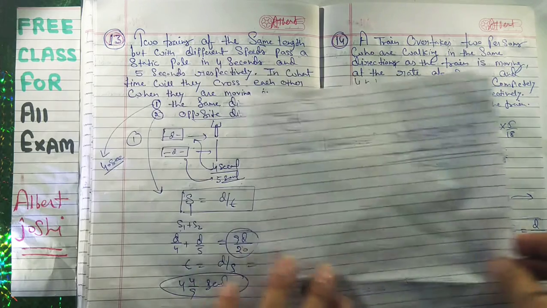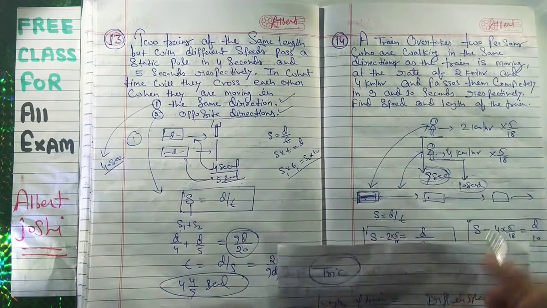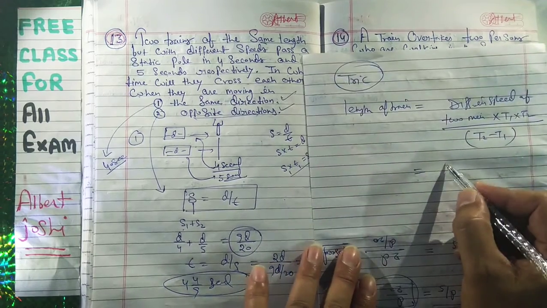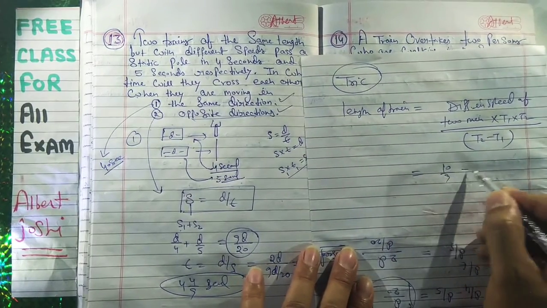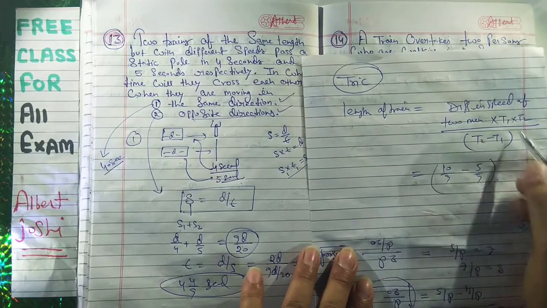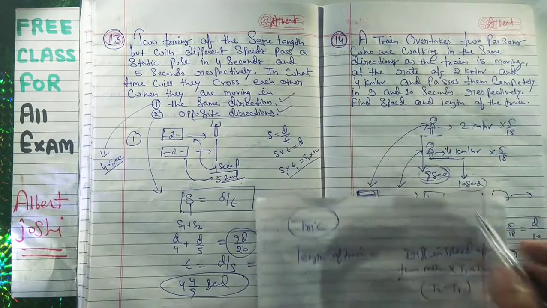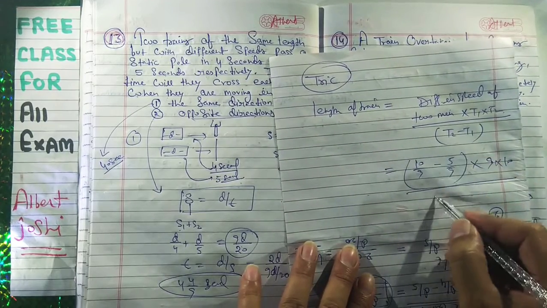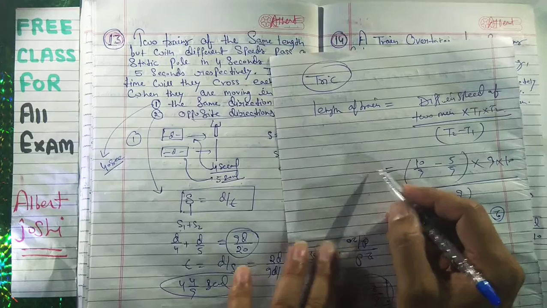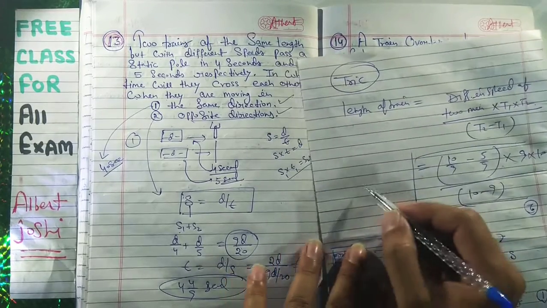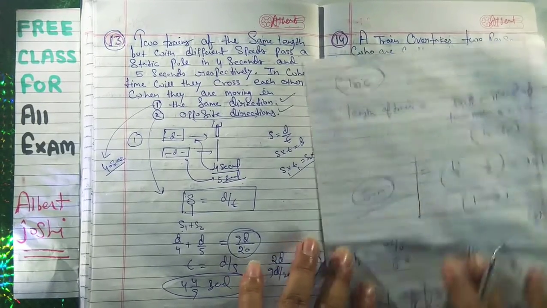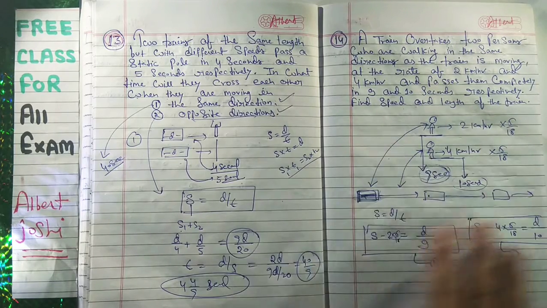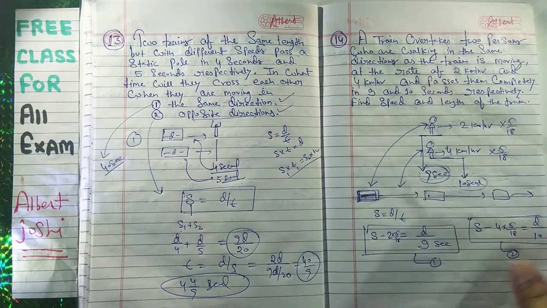At first you have to convert this into meter per second. So its value is equal to 10 upon 9, and the timings T1 and T2 are 9 and 10, so 9 into 10 upon T2 minus T1, 10 minus 9. If we calculate, this value will be 50 meters. Very simple. So I have given you the trick, and I have also solved it by your high school method.